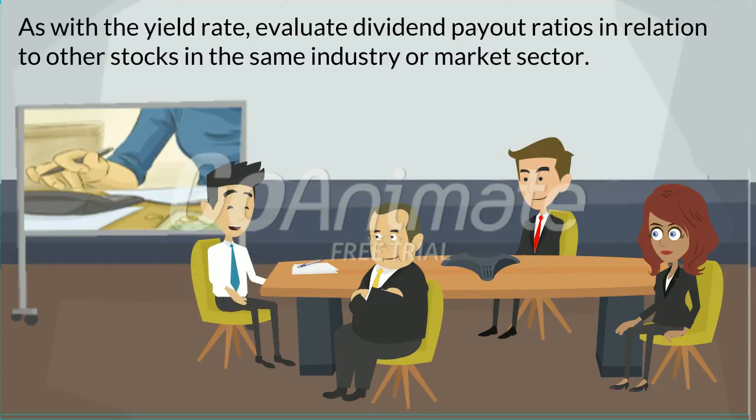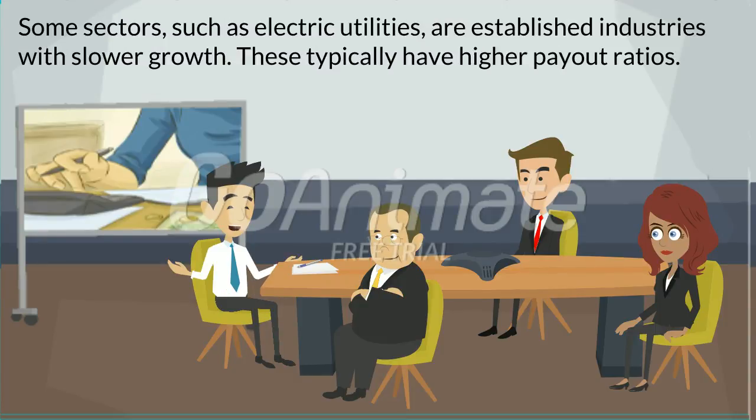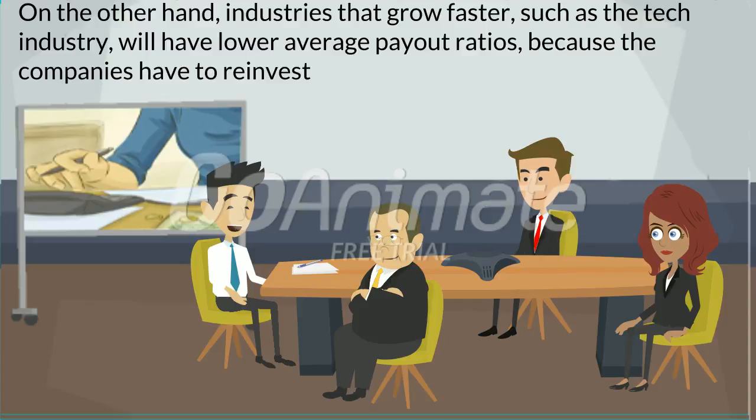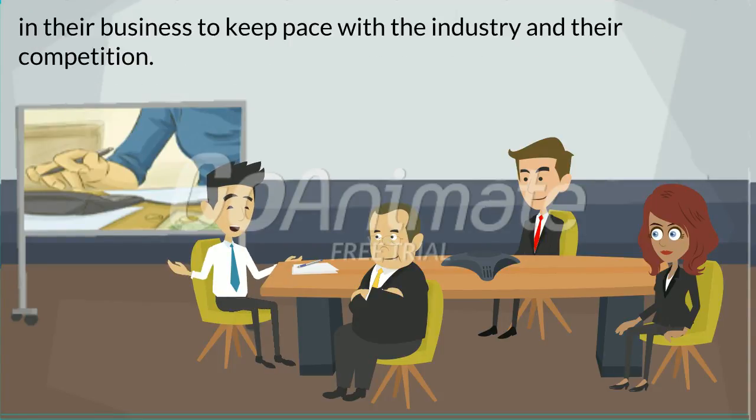As with the yield rate, evaluate dividend payout ratios in relation to other stocks in the same industry or market sector. Some sectors, such as electric utilities, are established industries with slower growth. These typically have higher payout ratios. On the other hand, industries that grow faster, such as the tech industry, will have lower average payout ratios, because the companies have to reinvest in their business to keep pace with the industry and their competition.